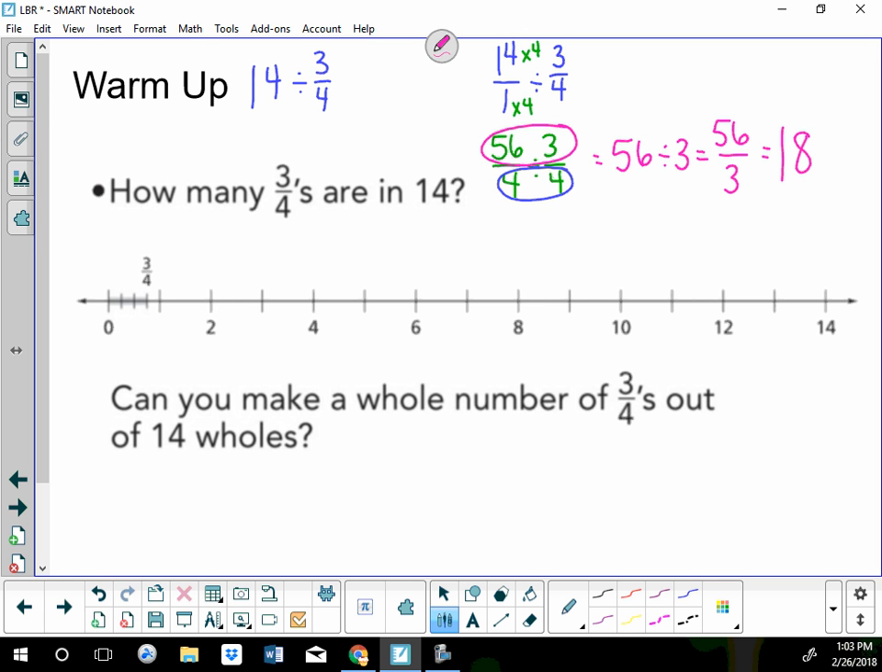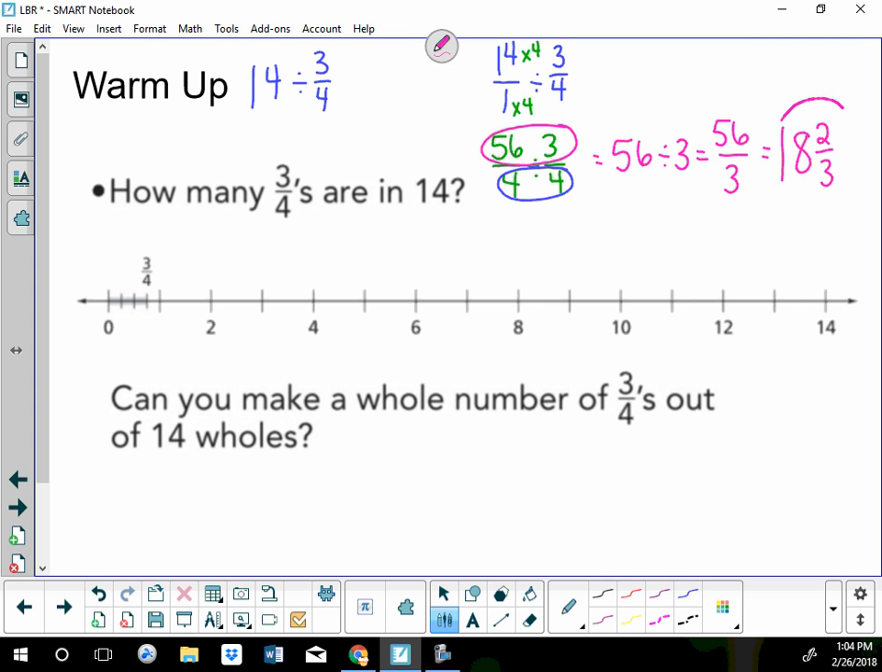Wait, no, sorry. I was thinking of division. I know you are. 3 times 18 would be 54, and then I have 2/3 left over. Okay, so to get from 54 to 56 would give me 2. So there's my common denominator algorithm.